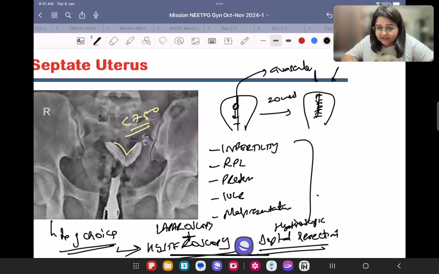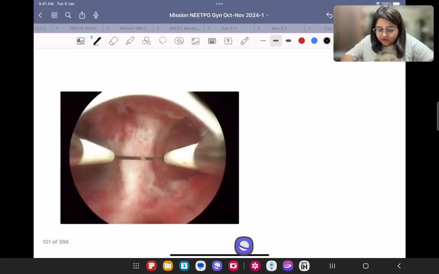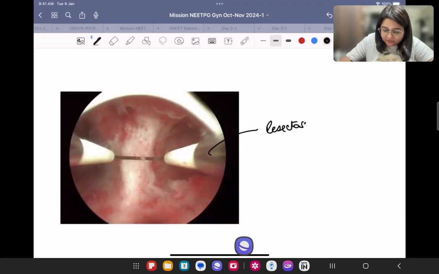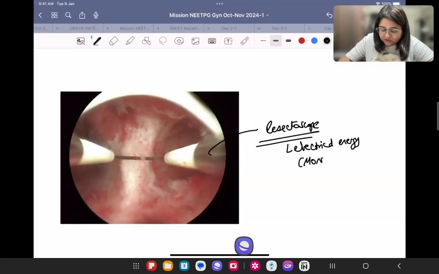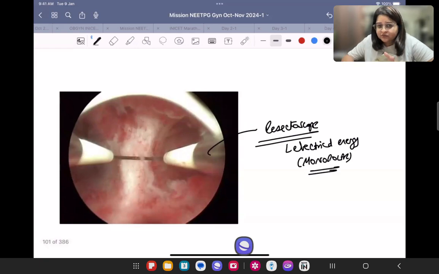And treatment is hysteroscopic septal resection. Okay. So this is a picture showing the septal resection. This instrument is called a resectoscope. You can use a scissors also. This resectoscope basically has electrical energy passing through it. It's a monopolar electrical energy, and you just cut the septum. So it's very easy to treat this. It's an avascular septum. It doesn't bleed, and it's just a 5-minute procedure.